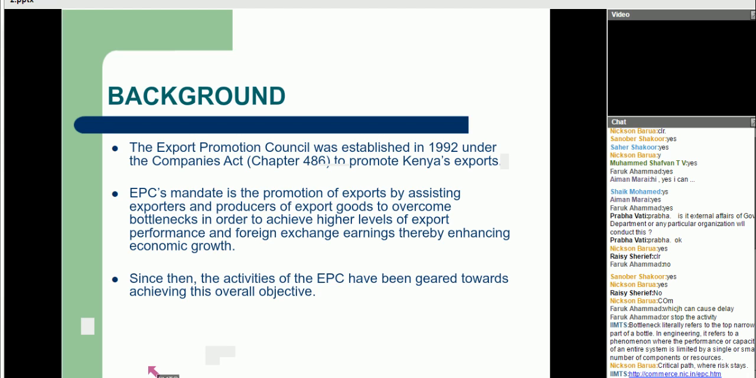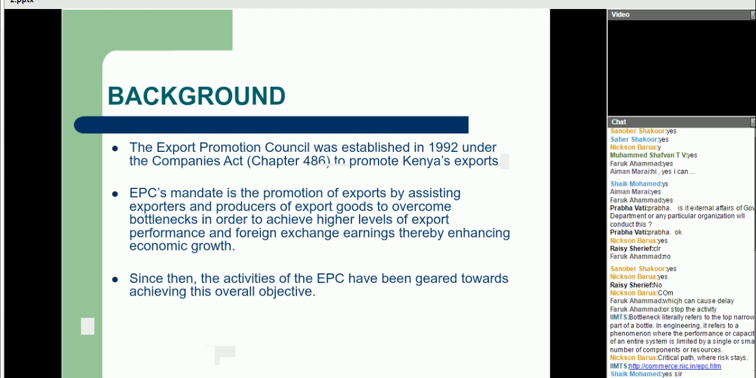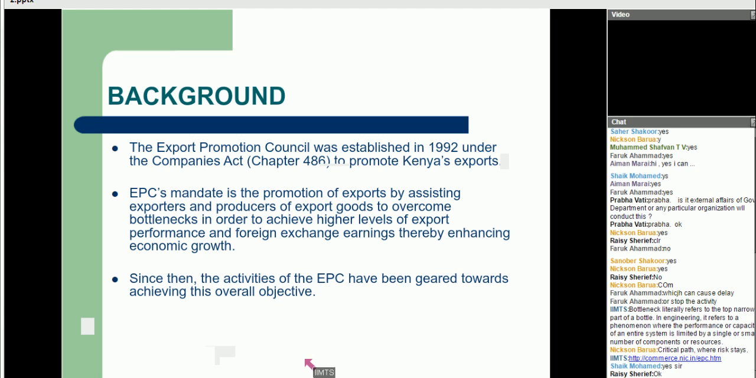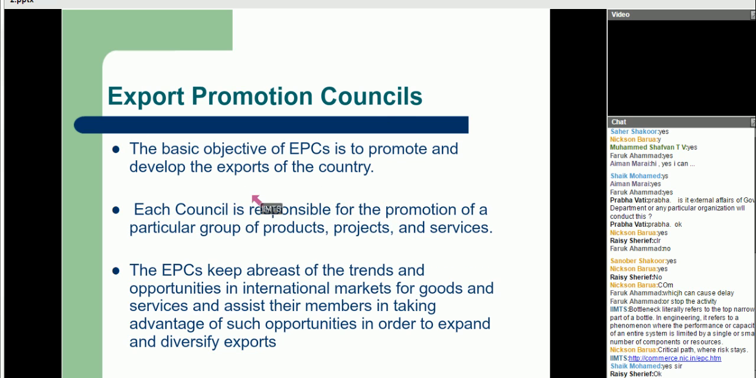For jewelry it is different, plastic it is different, cashew it is different. Can you see on this website? It is a Government of India website. Have you noticed? So for each variety of product there is a different export promotion council. Don't get confused that there is only one body who looks after all the products. Since then the activities of the export promotion councils have been geared towards achieving this overall objective. The basic objective of the EPC is to promote and develop the exports of the country.